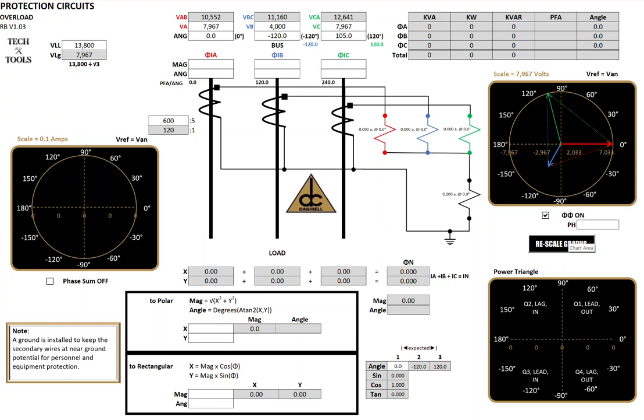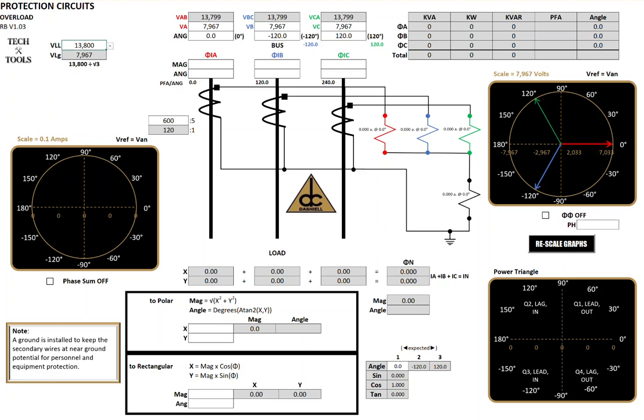One other thing, let me put these back to normal. 79.67, 79.67, 79.67, and we've got to go back to 120 on this one. Now we're balanced again. We'll turn off the phase to phase.